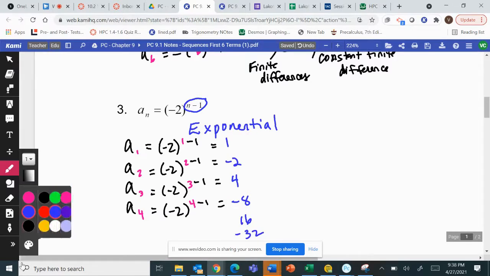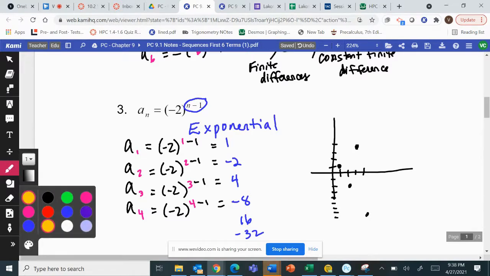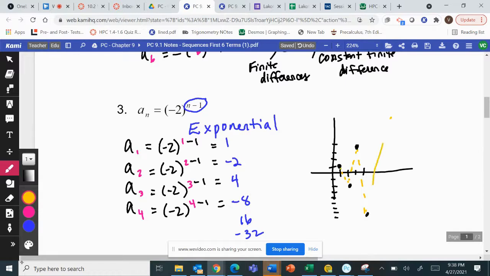So when I look at these ordered pairs, especially if we look at them on a graph, we're going to have 1, 1. Then we're going to have 2, negative 2. Then we're going to have 3, 4. And then we're going to have 4, negative 8. So these do not connect. But if I was trying to connect them, they'd be crazy. They're just going to get bigger and bigger, and they're going to alternate signs.